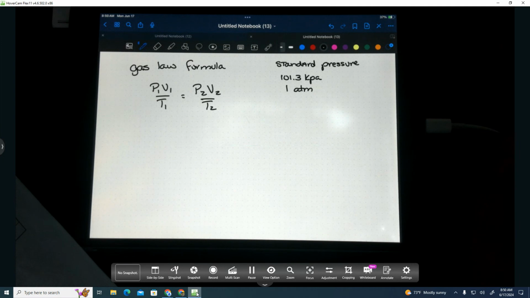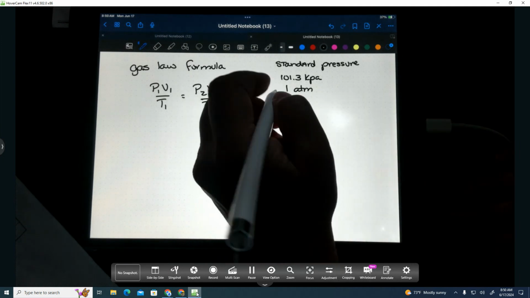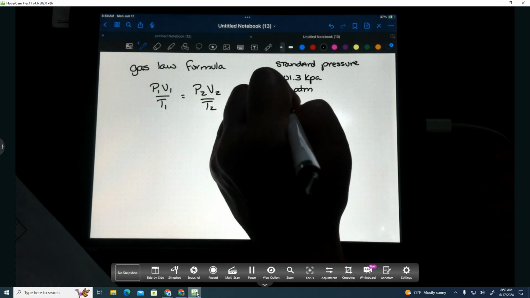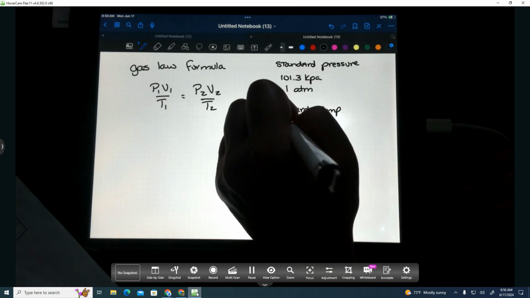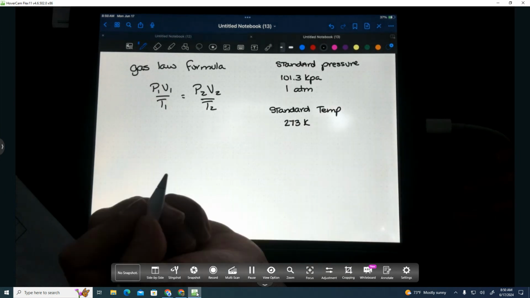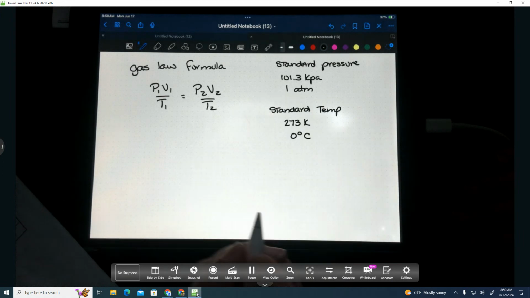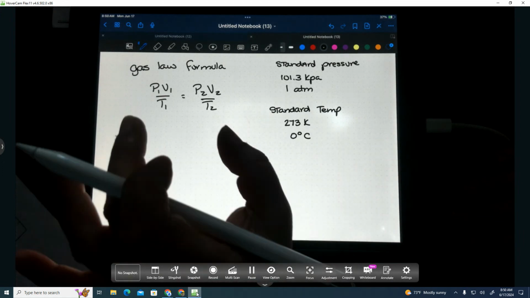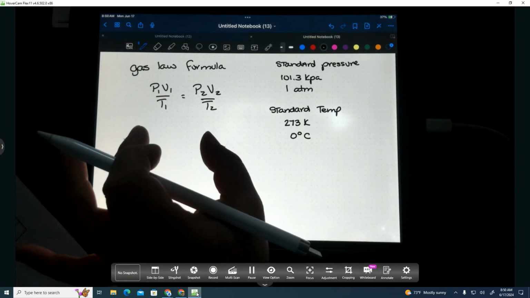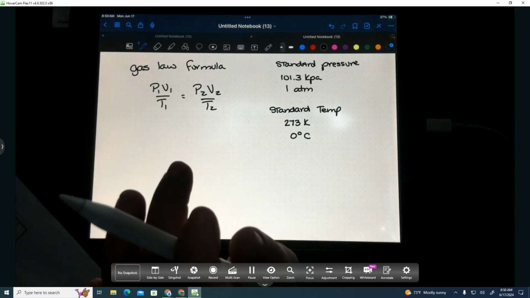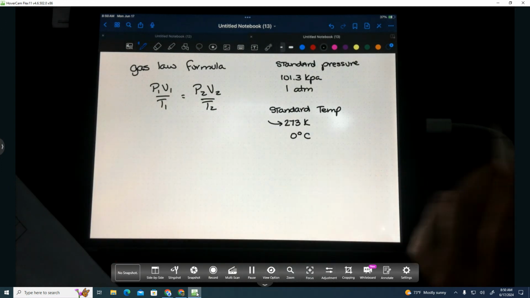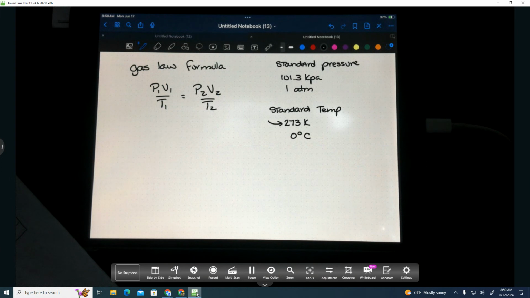We'll do a couple of these as examples. I'll show you. They also give you standard temperature. What's standard temperature? 273 Kelvin or 0 degrees Celsius. In a gas law formula, you never use Celsius. Only Kelvin. It can't be 0 in the denominator.